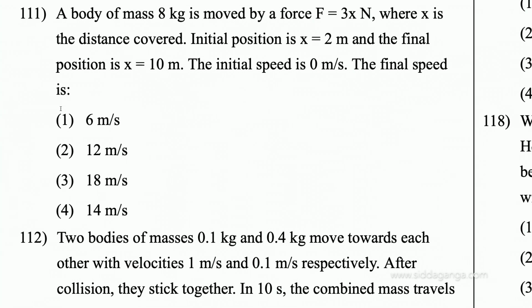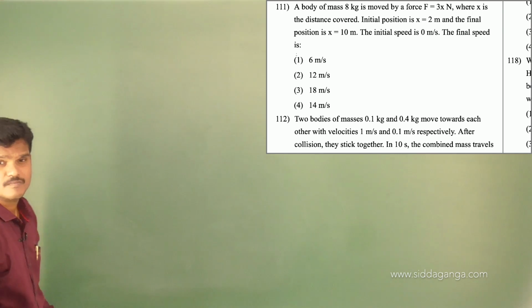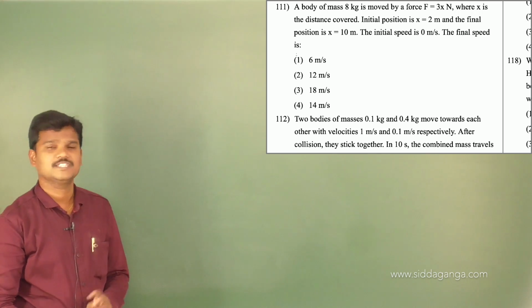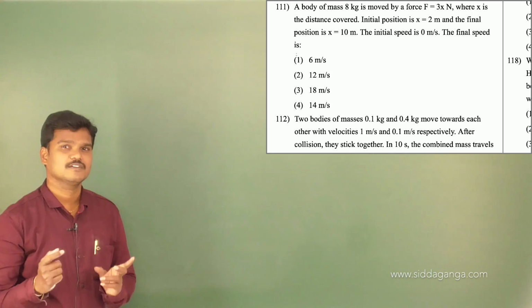See, next one. What they have given is a body of mass 8 kg moved by a force of 3x Newton, where x is the distance covered. The initial position is x equals 2, the final is x equals 10. The initial speed is mentioned, and they are asking to find the final speed. Let us see what that final speed is. F is given as 3x. Is it a constant force or a variable force? It is a variable force.